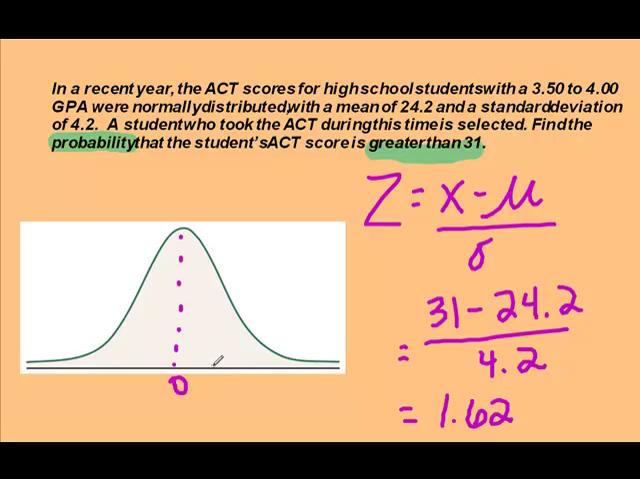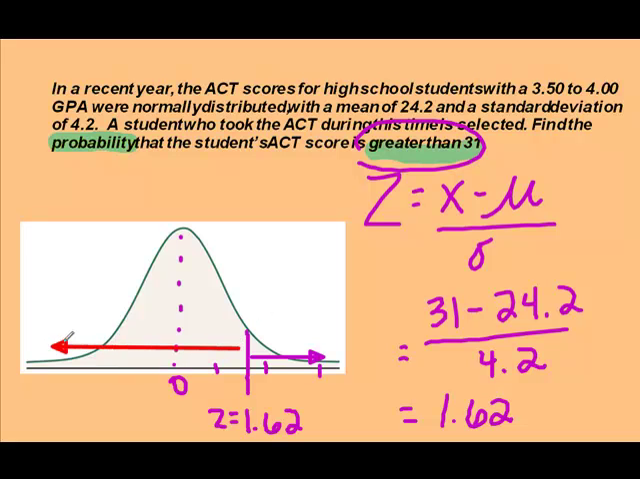There's my mean. 1 standard deviation, 2 standard deviations, 3 standard deviations. I'm only looking above the mean because it's positive. 1.62 happens to sit right about there. But remember it said greater than, so I'm going this way from a probability that I want. Unfortunately, the chart is only going to give me this way, and I'll have to subtract. So let's go to the chart.